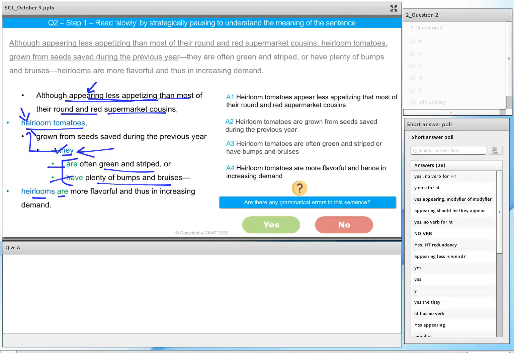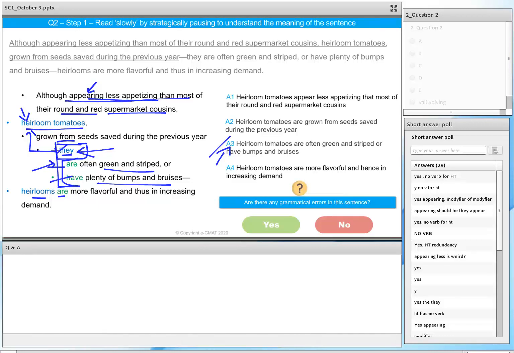And that's why the author has taken the pain to present it to us that, hey, if I'm calling the heirloom tomatoes less appetizing, there is a reason for it. And he describes how heirloom tomatoes look. So you should have no doubts in your mind that this is only and only talking about heirloom tomatoes, nothing at all. And this is what you told me when I asked you this question over here. Look at aspect 3.